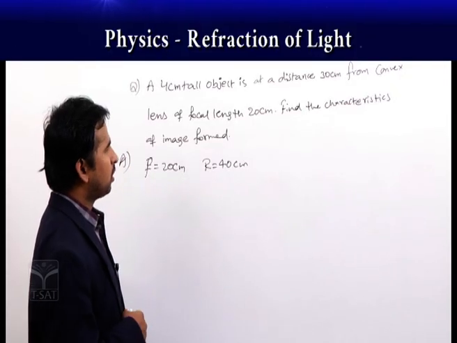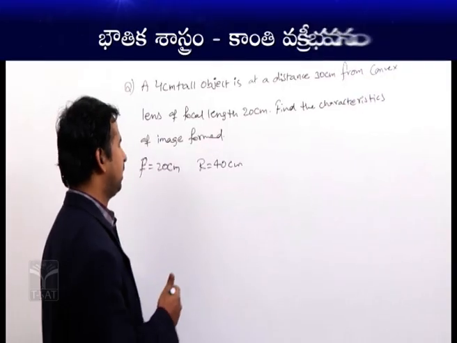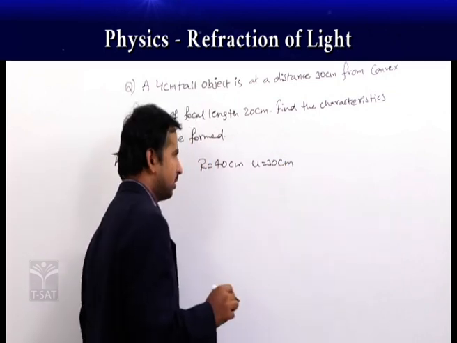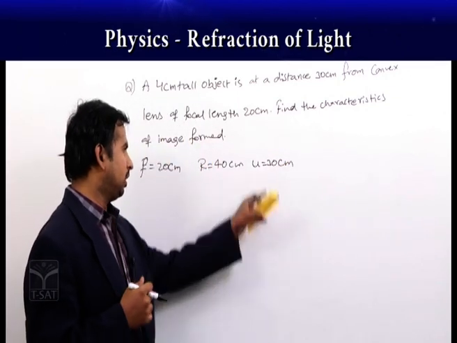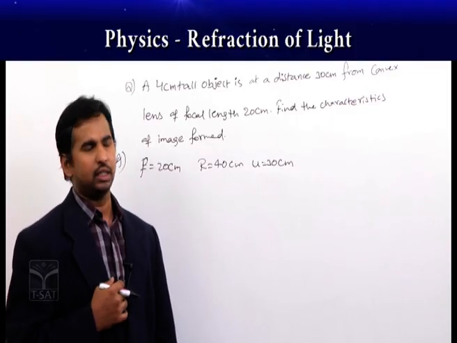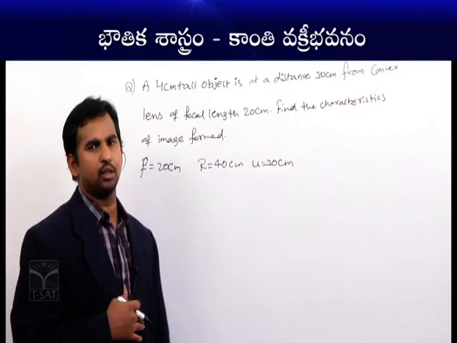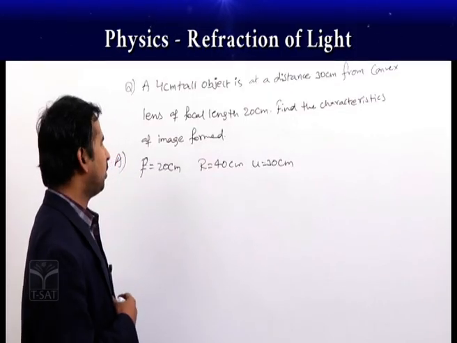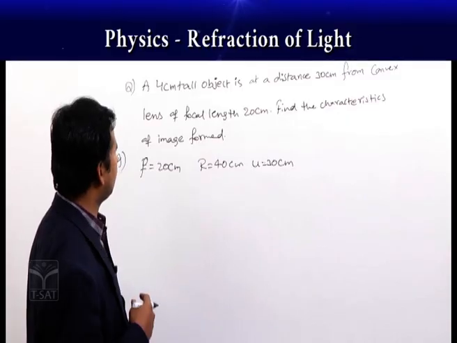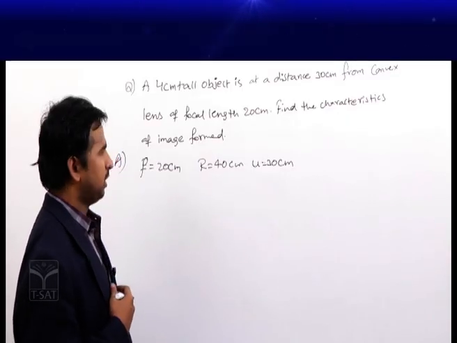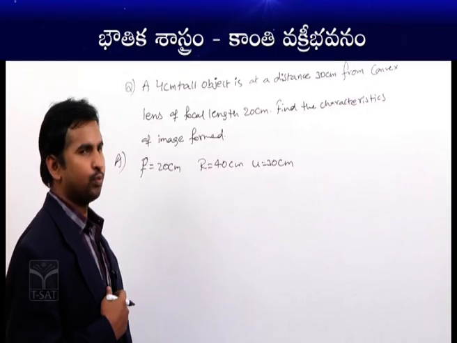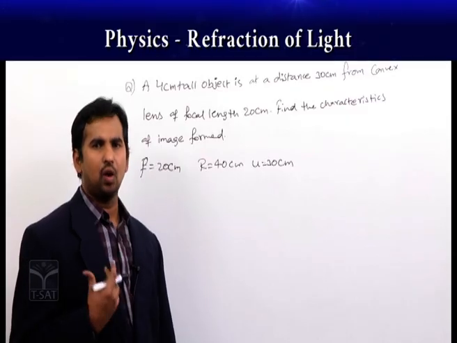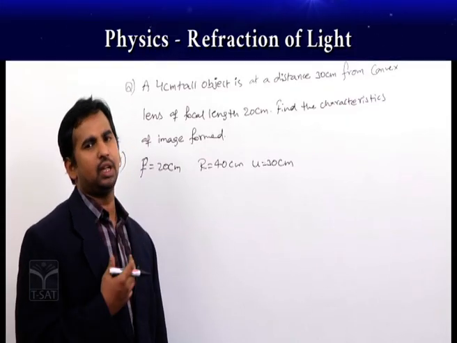Then the object position is at 30 centimeters, so the u value is 30 centimeters. As the object distance is 30, it is in between the focus and the center of curvature. That is the position of the object here. Then we have to find the characteristics of the image formed here, meaning whether it is real or inverted or enlarged.